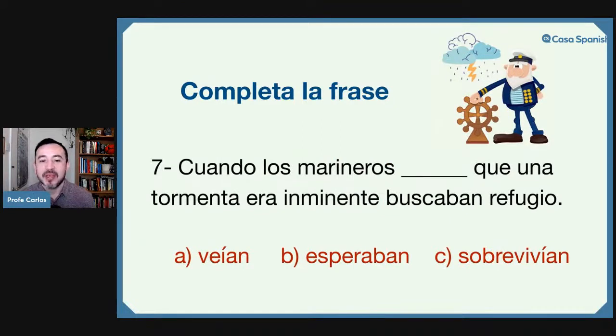7. Completa la frase. I like this one. Cuando los marineros, que una tormenta era inminente, buscaban refugio. 3 opciones, 3 options. Veían, esperaban, sobrevivían.